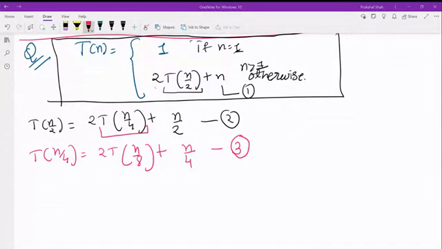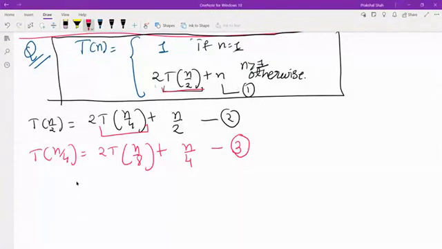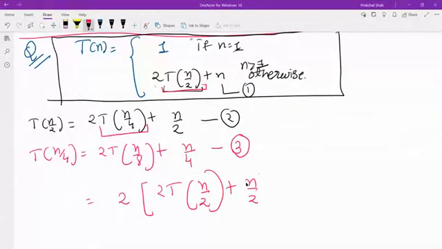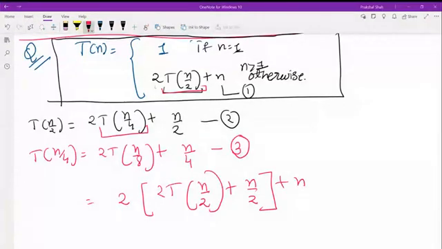Now after this, what I need to do is multiply this thing here, or else I will put this particular thing into our main equation. So what will we get? If you observe in the main equation, we have 2T of n by 2. I'll put this particular thing here. So we get 2 into (2T(n/4) + n/2) + n. Am I correct? Vishal, why not? Do you want me to repeat?